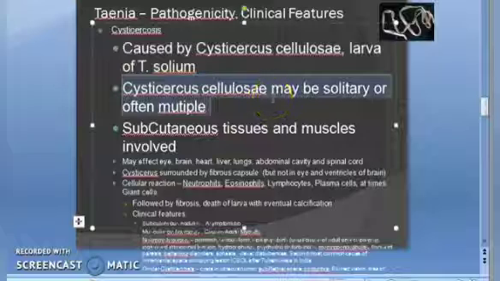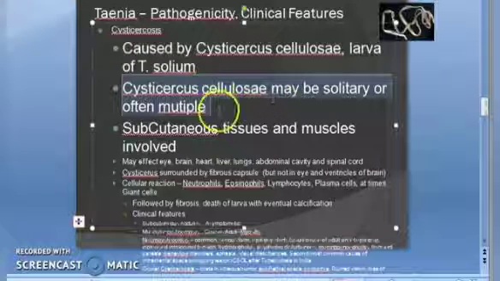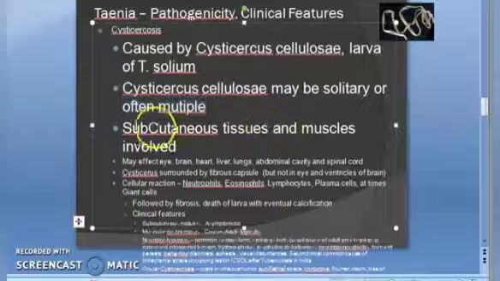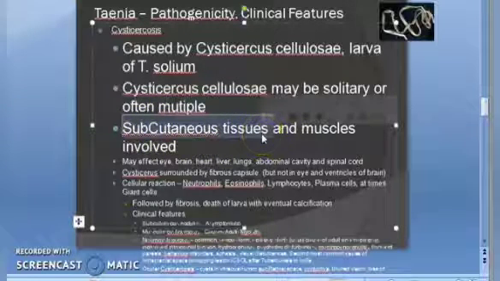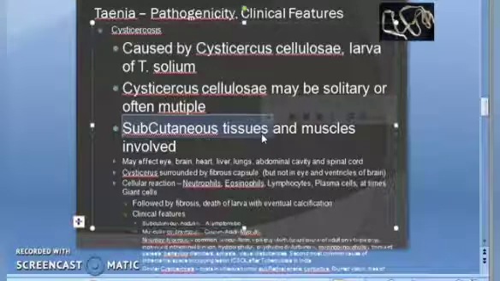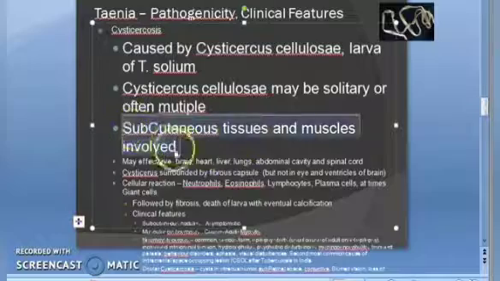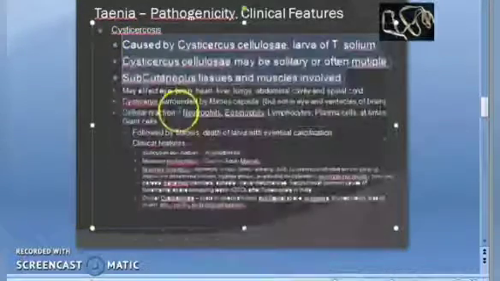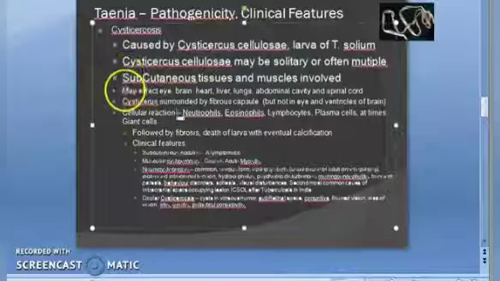Here, this Cysticercus cellulosae may be solitary or often multiple. Often they come in multiples, so many will be there. They'll affect the subcutaneous tissue. Touch your skin and say subcutaneous tissue, there will be Cysticercus cellulosae, and it will always affect muscles, very important. Now these tapeworm larvae go and sit in the muscles. You have already drawn the diagram in the life cycle and seen all that. Then moving on.